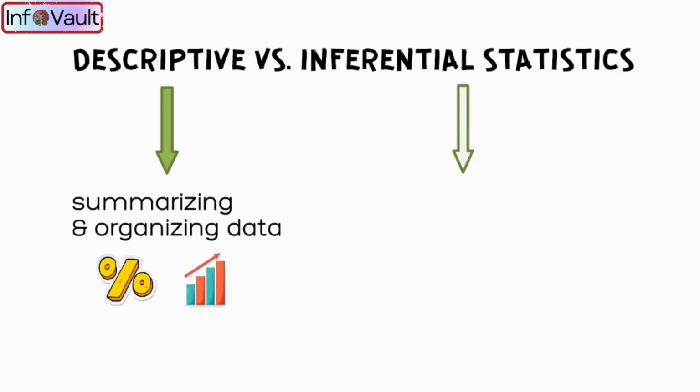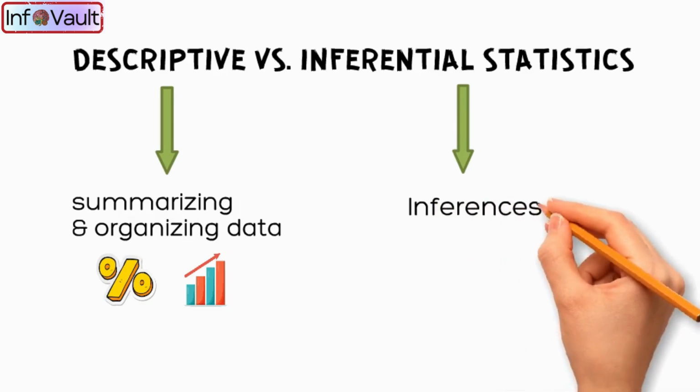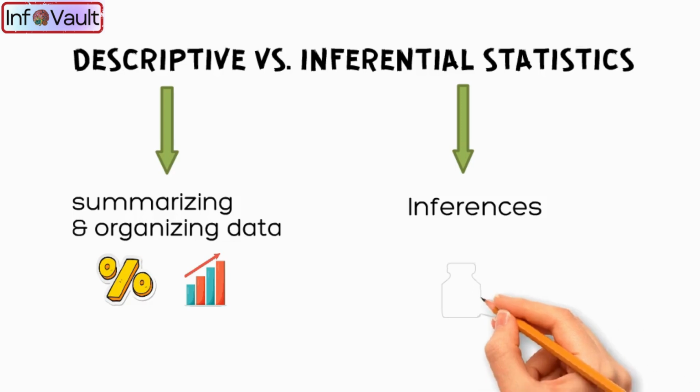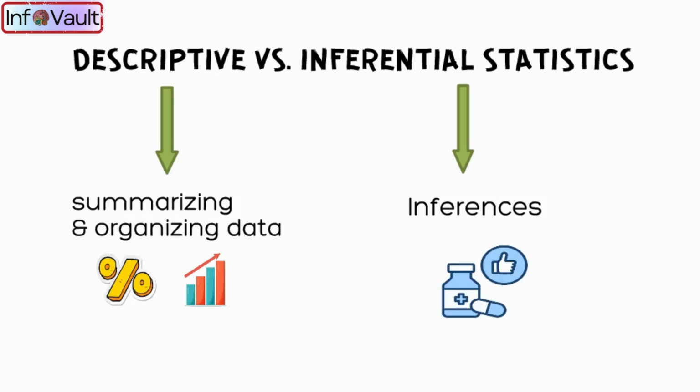Inferential statistics, on the other hand, is about making predictions or inferences about a population based on our sample data. Let's say after testing a new drug on a sample of patients, we use inferential statistics to predict how the new drug might work on the entire population.